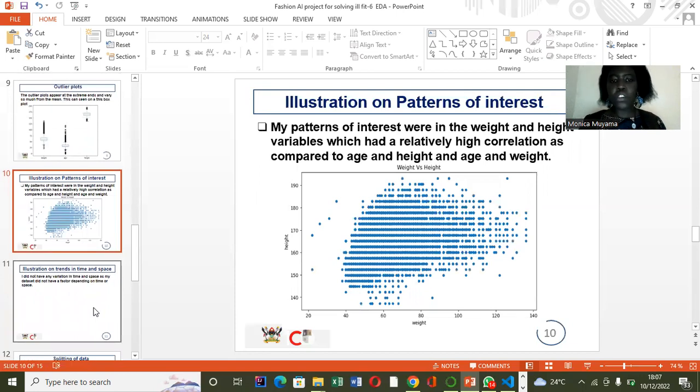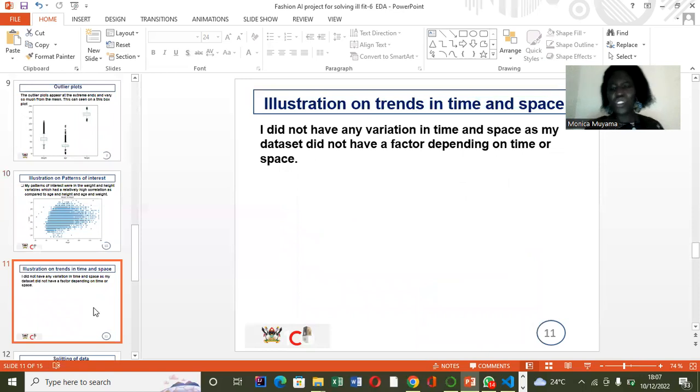Illustration on patterns of interest. My patterns of interest were in the height and weight variables because they had a relatively high correlation as compared to age and height, and then age and weight. Illustration on trends in space and time. I generally didn't have anything like variation in space and time because in my data set there wasn't any variable that was varying in terms of space and time, so I really didn't do that.